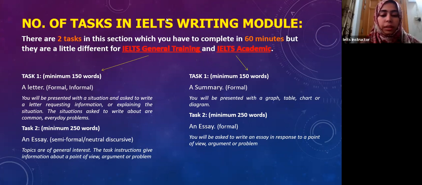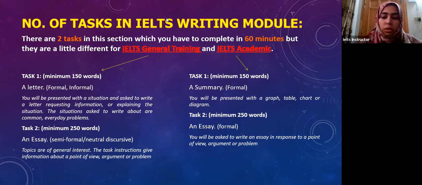Now, one thing to be very careful about, that you have to follow a word limit for each of these tasks. For task one, that is the summary, you will have to write minimum 150 words, and for task two, that is the essay, you have to write a minimum of 250 words. Okay, this is the set word count for yourself, and you have to be very careful about this. If you write below this word count, you will definitely lose some marks, and there is no upper limit. You can write as much as you want, but you should not write less than this.